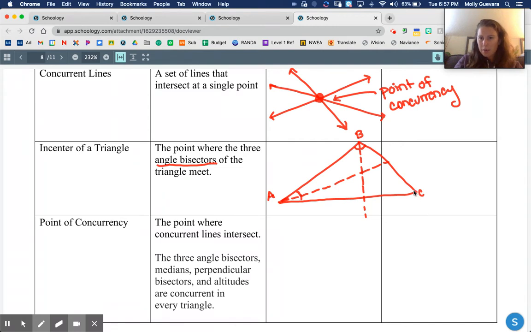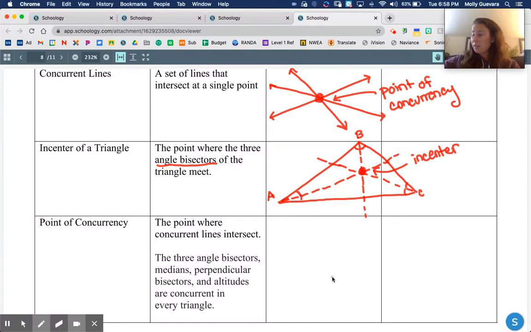And then same thing with angle C. I'm going to split it in half, more or less, and it should meet here at one point, and that point is called the incenter. It is also a point of concurrency because multiple lines are meeting at one point. Okay, so that's all of the vocabulary for today.